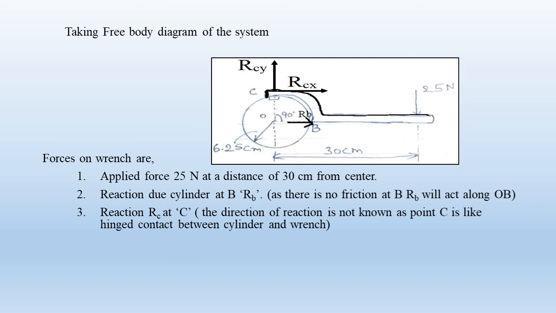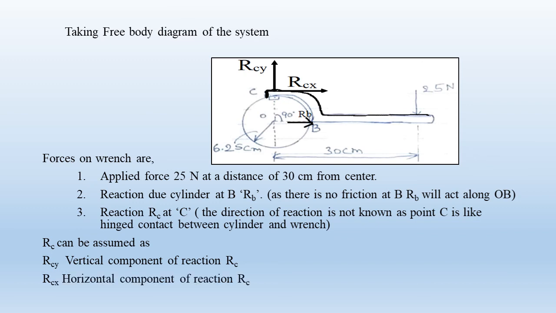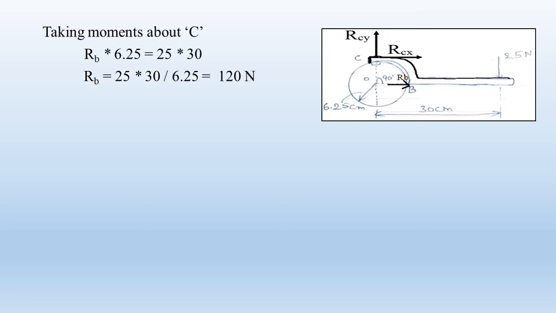Reaction RC at C. The direction of reaction is not known, as point C is like a hinged contact between cylinder and wrench. RC can be assumed as RCY, the vertical component of reaction RC, and RCX, the horizontal component of reaction RC. Taking moments about C, RB into 6.25 equals 25 into 30. The value of RB is 120 newtons.